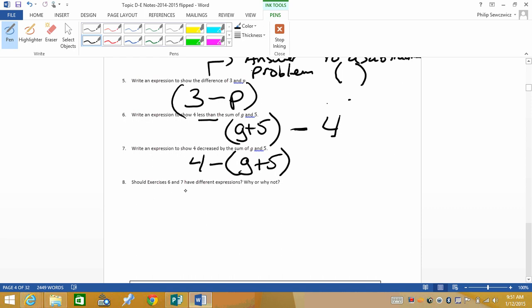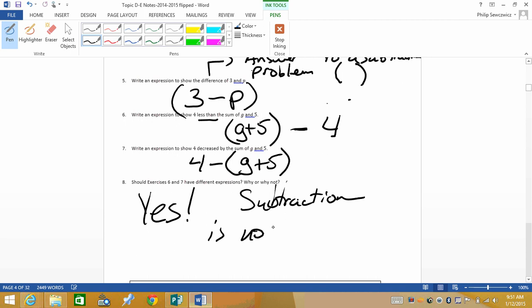So should exercises 6 and 7 have different expressions? We certainly do. Yes. But why should they? It's the whole idea that subtraction is not commutative. Yeah, it's not commutative. Remember, we can't flip the order around. Game over.